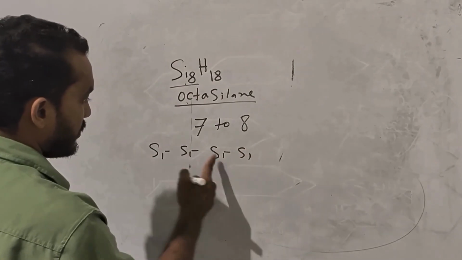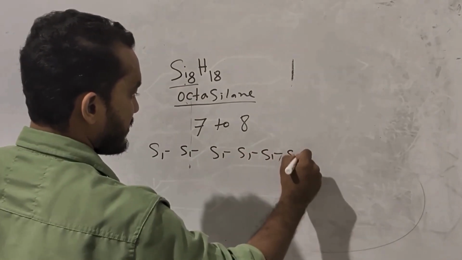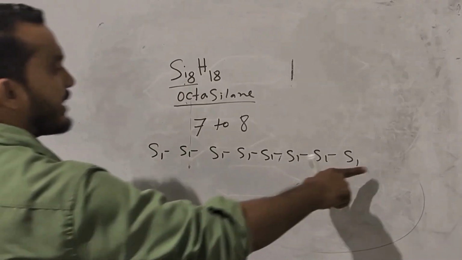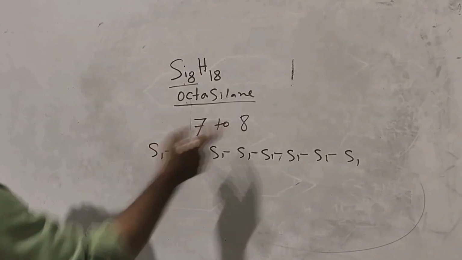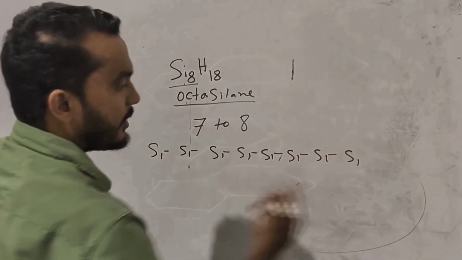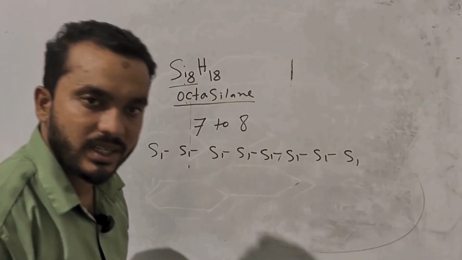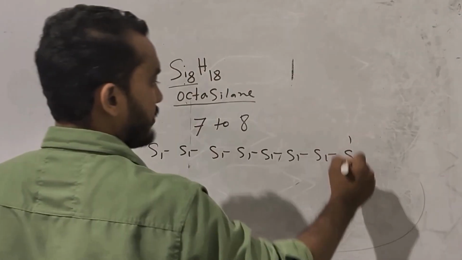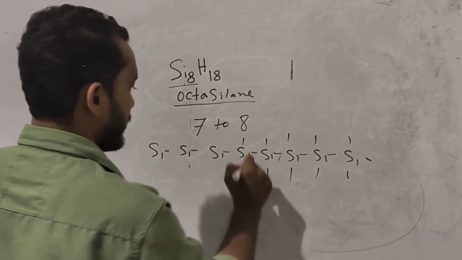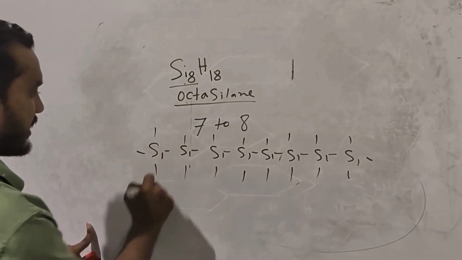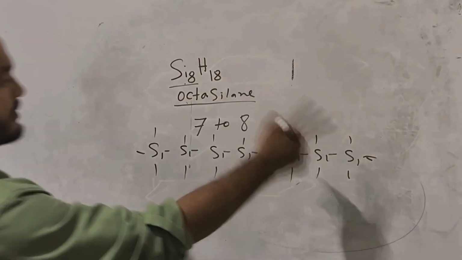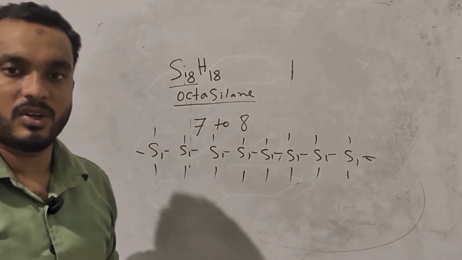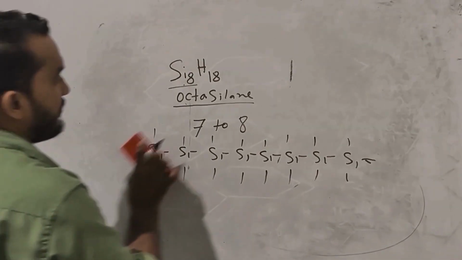Si, 1, 2, 3, 4, 5, 6, 7, 8. Hardly 8 silicon atoms can join, 7 to 8. If they join more silicon atoms, their stability will be lost. And here there will be how many hydrogen? 18 hydrogen. It will be like that everywhere. There will be hydrogen, and this is the structure of octasilane. Okay, let me rub it.